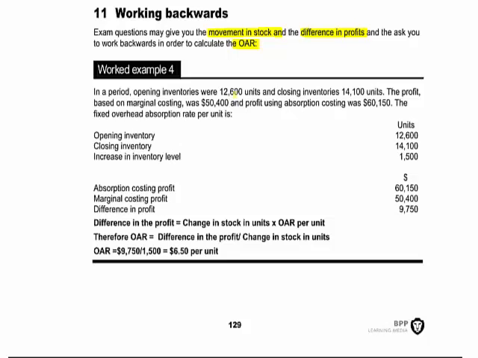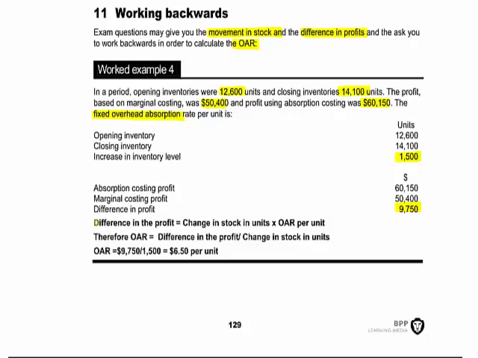This is the case in worked example 4, where we start off with opening inventory of 12,600 and end up with closing inventory of 14,100. So our inventory level has increased by 1,500. We're also given the profit under marginal costing and absorption costing, and the difference in profits is 9,750. What we have to work out here then is what the fixed overhead absorption rate per unit is.